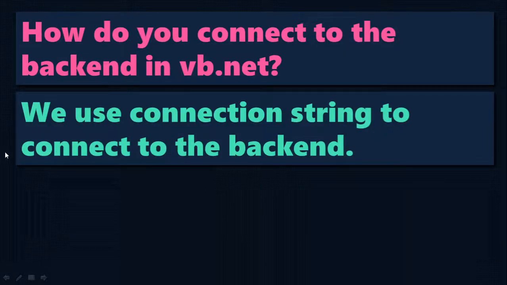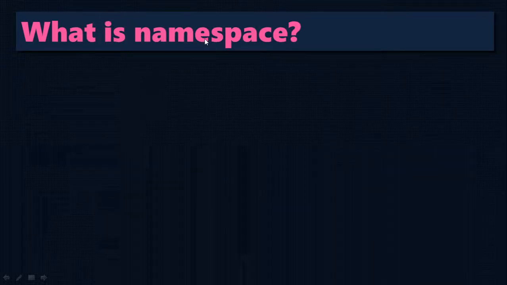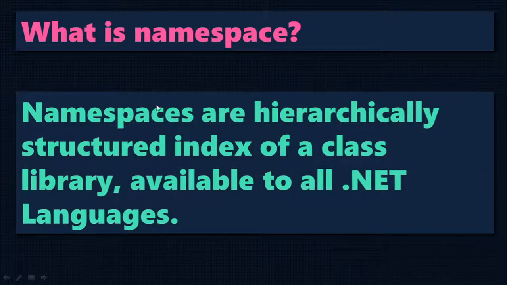So we use a connection string to connect to the backend. So what is a namespace? What is a namespace in VB.NET? A namespace is a hierarchically structured index of class libraries available to all .NET languages. So it's just like a library. In C we call it a library. In Java we call it a library file. So these are the namespaces or library files. By using them, you can utilize the available procedural functions in that particular library.